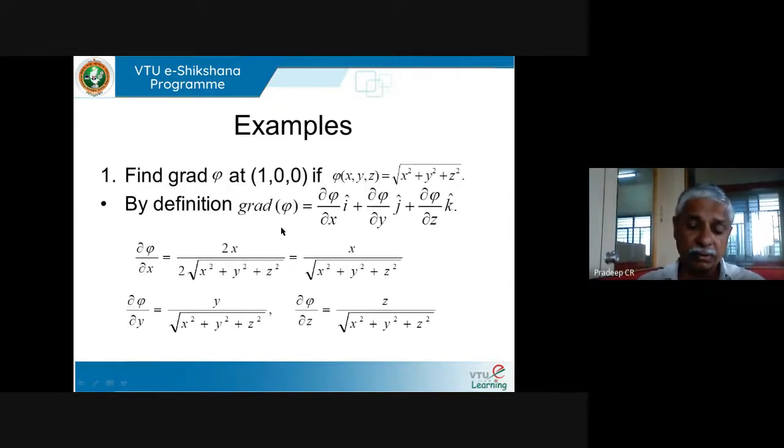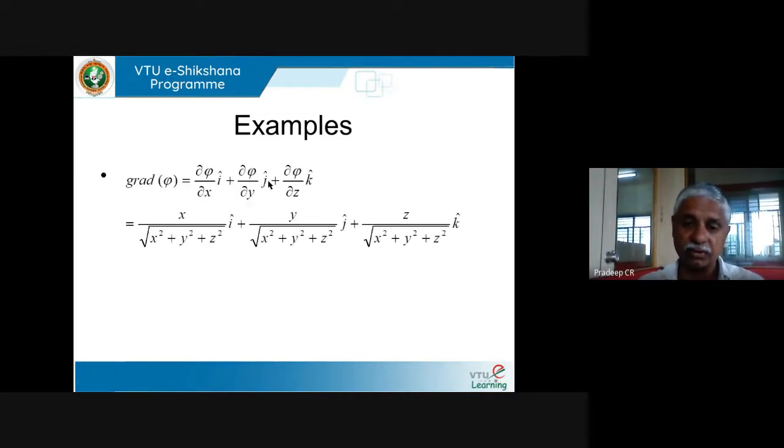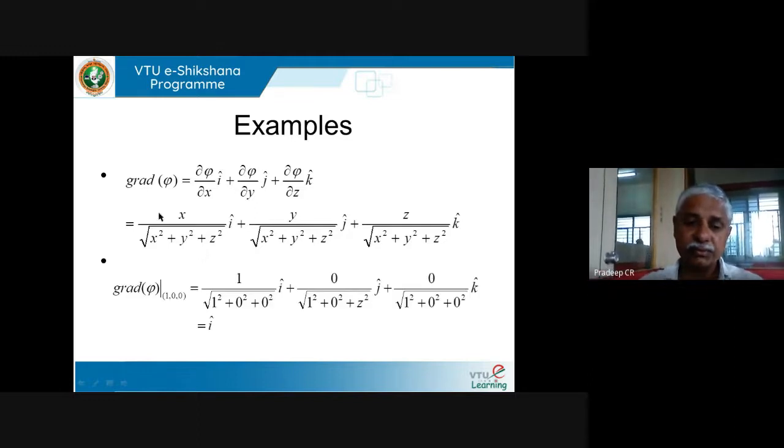The question asked here is: find grad phi at (1, 0, 0). Now I have found grad phi everywhere. At (1, 0, 0) means at x equal to 1, y equal to 0, z equal to 0. So you substitute that here, and you'll get i cap.